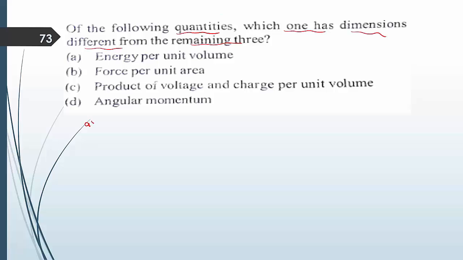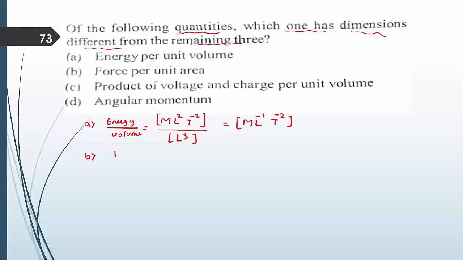Yes, the first option is given: energy per unit volume. Yes, you can substitute the dimension. Energy is given by the dimension M L square T raised to minus 2. Volume is what? Length into breadth into height, that gives L cube. So we will get the dimension of energy per unit volume as M L raised to 2 minus 3, which is L raised to minus 1 T raised to minus 2. So this is the dimension of the first option.